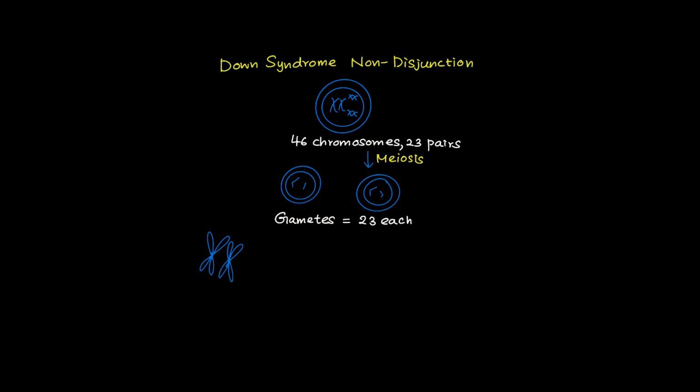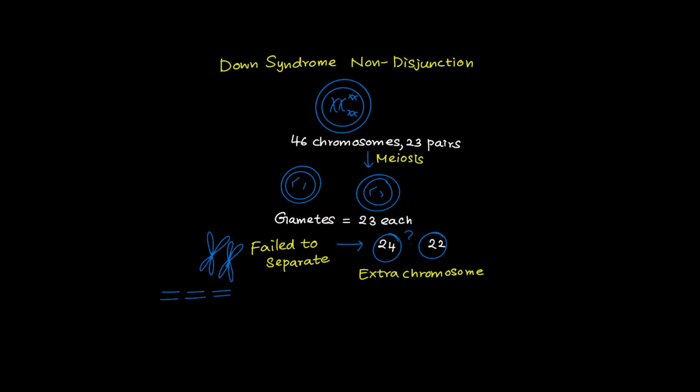That creates one gamete with 24 chromosomes, and another with 22. If the gamete carrying 24 chromosomes fertilizes a normal gamete, the embryo ends up with 3 copies of one chromosome, called trisomy. When this happens to chromosome 21, the result is Down syndrome. Around 95% of Down syndrome cases come from this mechanism. The extra copy drives the distinctive facial features, hypotonia, the single palmar crease, and characteristic developmental profile.